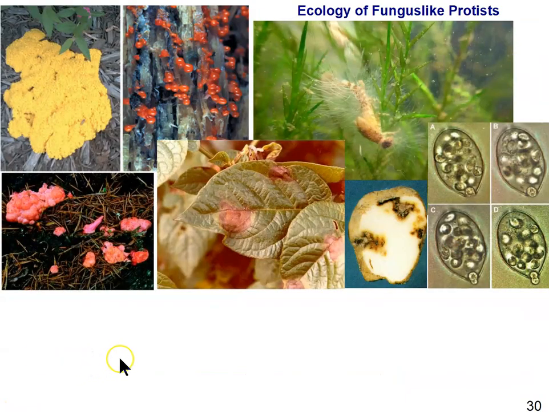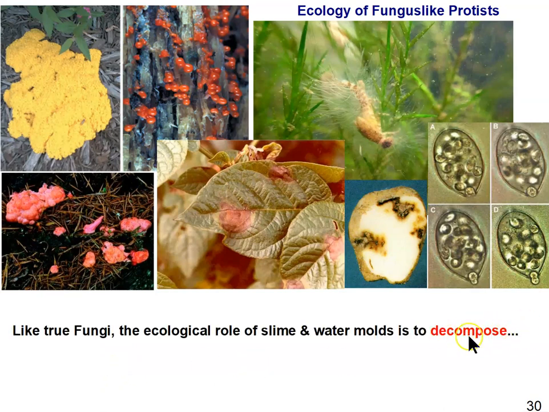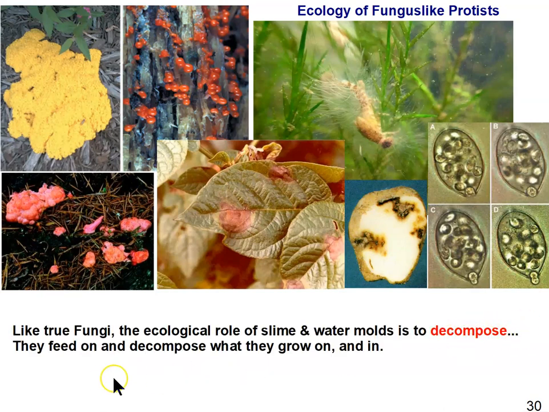So just like true fungi, these fungus-like protists, the slime molds and the water molds, their ecological role is to decompose. And they decompose, just like true fungi do, by feeding on and decomposing whatever they're growing on or in. So when you see a fungus growing, like you go walking in the woods and you see a fungus growing on something, or you pull out food from your refrigerator, or open a loaf of bread and see fungus growing on that bread, that's what it's feeding on.